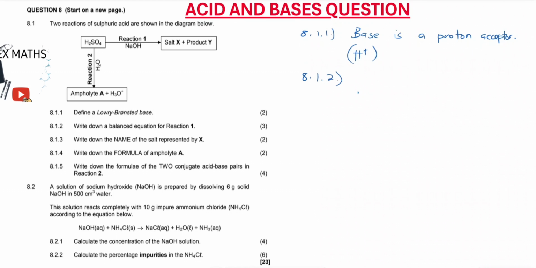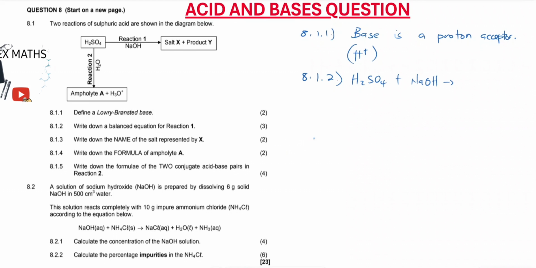8.1.2, write down a balanced equation for reaction 1. Reaction 1 is when sulfuric acid reacts with sodium hydroxide to form salt and water. So water will be the product Y. So that is going to be H2SO4 plus sodium hydroxide, then the products will be formed.